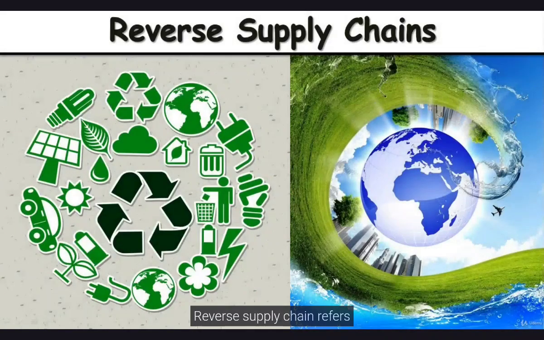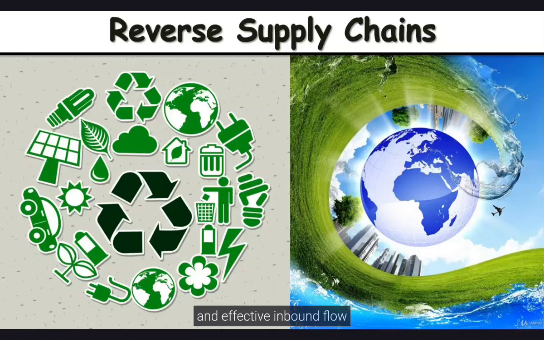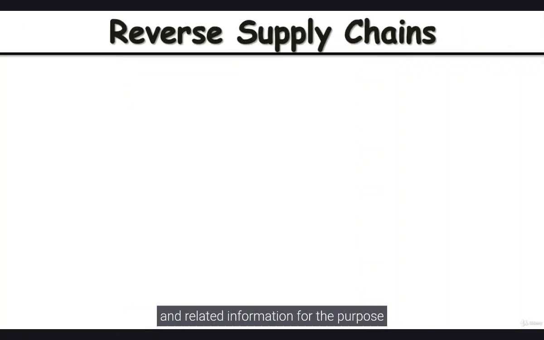Reverse supply chain refers to the movement of goods from customer to vendor. This is the reverse of the traditional supply chain movement of goods from vendor to customer. Reverse logistics is the process of planning, implementing, and controlling the efficient and effective inbound flow and storage of secondary goods and related information for the purpose of recovering value or proper disposal.